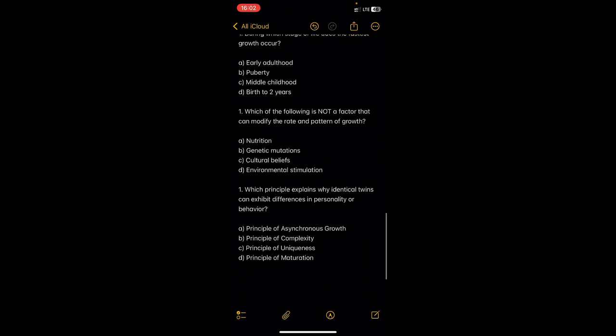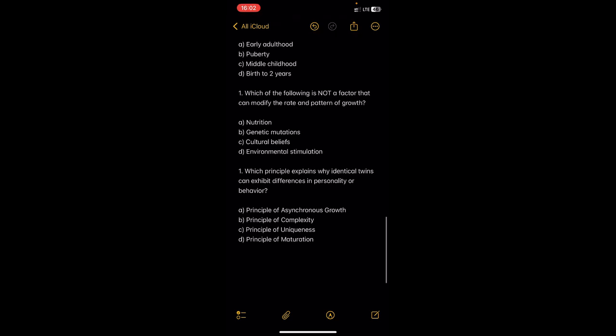Which of the following is not a factor that can modify rate and pattern of growth? So firstly, nutrition. What you eat, what your mom eats while she's pregnant with you. I think we call that prenatal or something. Then genetic mutations. If there is an anomaly in your cells and they don't grow the right way. Cultural beliefs and environmental stimulation. So cultural beliefs is the answer there.